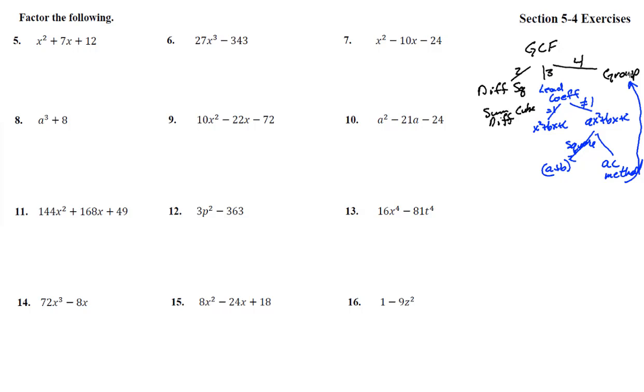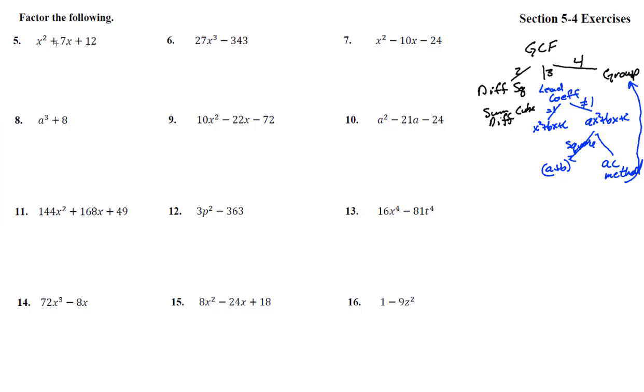Then if they have 4 terms, we'll group them. If they have 2 terms, we're looking for perfect squares or perfect cubes. And if they have 3 terms, we look at the leading coefficient, see if it's a perfect square, or the AC method. All right, that was a quick summary. Let's go through them. Number 5, is there a greatest common factor?